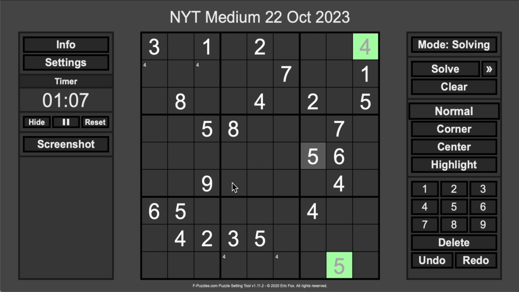These two fives are going to force one of these two to be a five. That's all I get there. These two twos are going to force one of these two to be a two, but not here. Actually, it's one of these three, but not here. So one of these is a two.